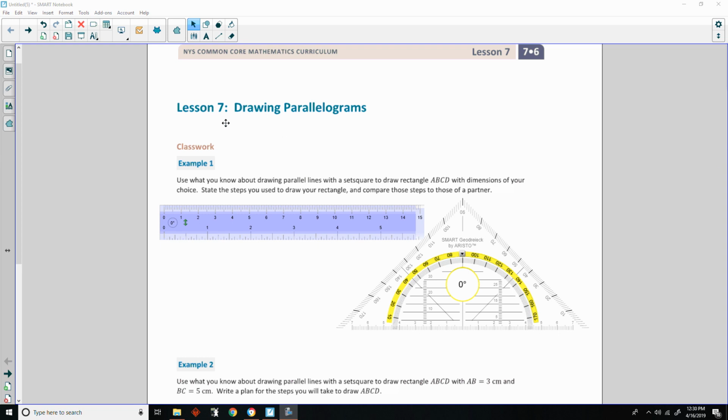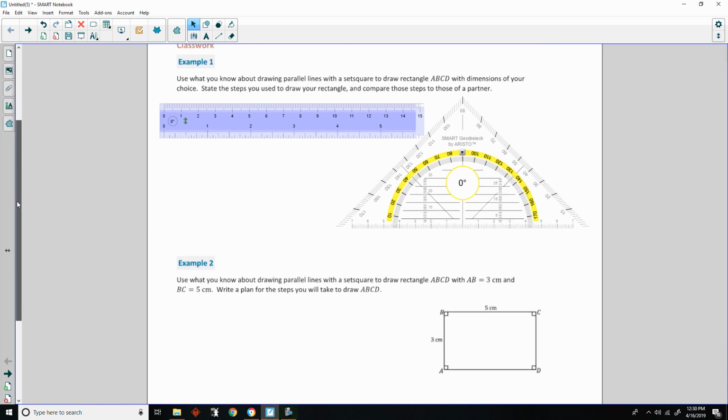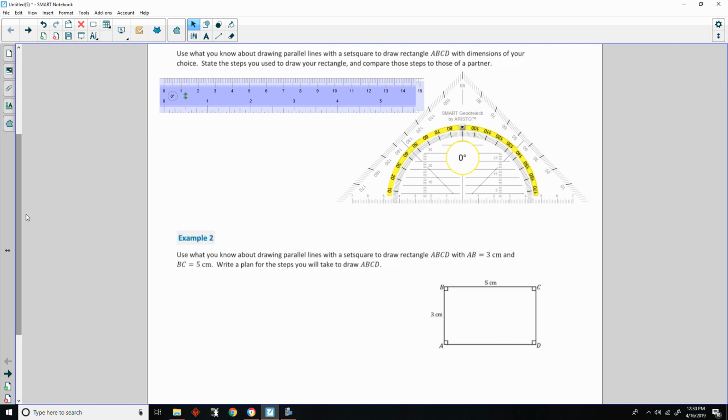This is Lesson 7, Drawing Parallelograms. Okay, so we're going to start off with a classwork example, and it says, use what you know about drawing parallel lines with a set square to draw a rectangle ABCD with dimensions of your choice. State the steps you use to draw your rectangle and compare those steps to those of a partner.